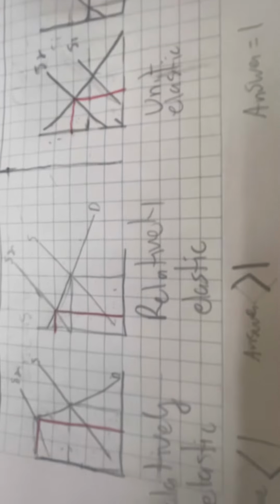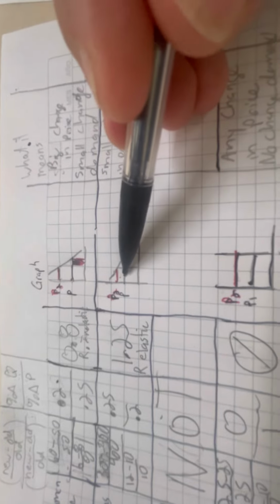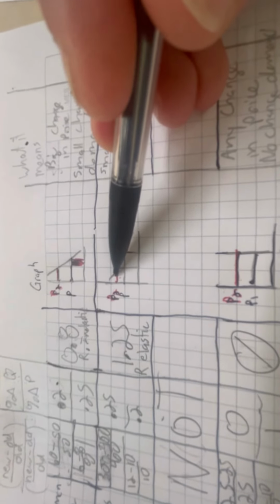All right, so the next one, 1.25. If your answer is bigger than 1, it is relatively elastic. So I'm just going to put R elastic. What does that mean? That means if you raise the price just a little bit, in this case we're going to do half a square here, it's going to go down by a whole square. All right, so small change in price, big change in the quantity demanded.